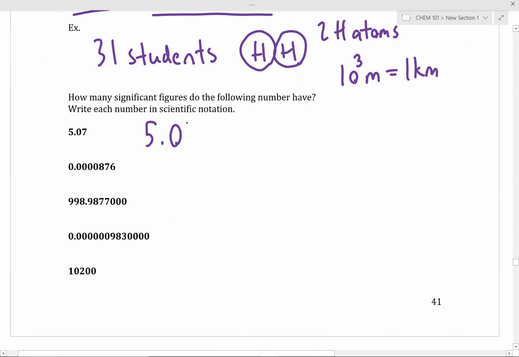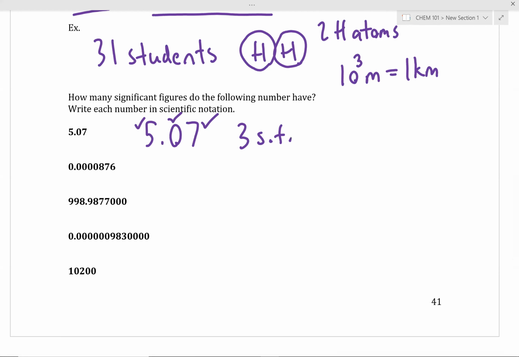So 5.07. Looking at this, we have a 5. This 0 is between non-zero digits, and it's after a decimal point, so this 0 is significant. 7 by default is significant. So this number has 3 sig figs, or 3 significant figures. This number is already, conveniently enough, in scientific notation.